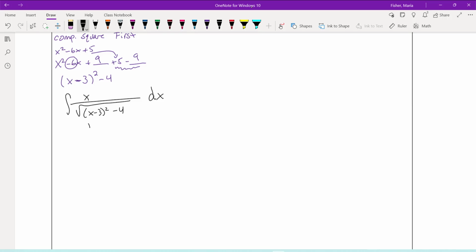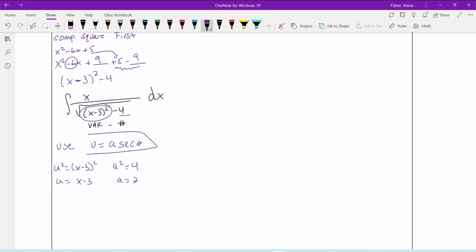Well, this is a variable minus a number. With a variable minus a number, I needed to use secant. So for this one, I'm going to use u equals a secant of theta. What is u squared? Well, u squared is x minus 3 squared. That means that u is equal to x minus 3. What is a squared? Well, a squared is 4. That means that a is equal to 2. Therefore, we rewrite this as x minus 3 is equal to 2 secant of theta.